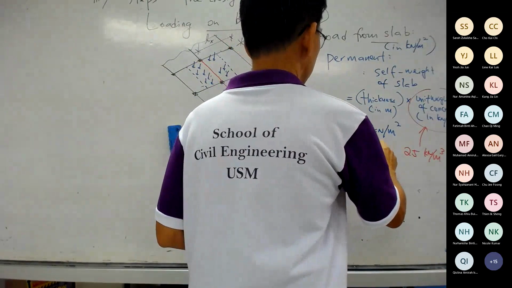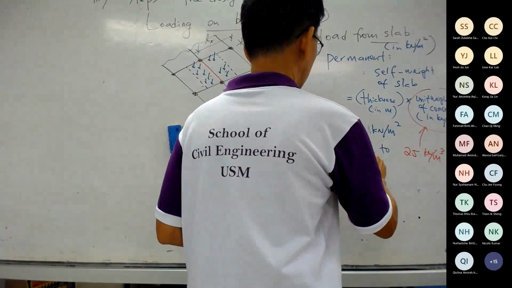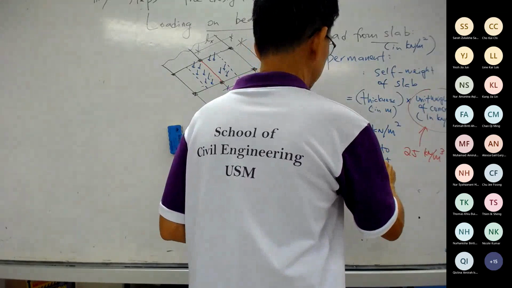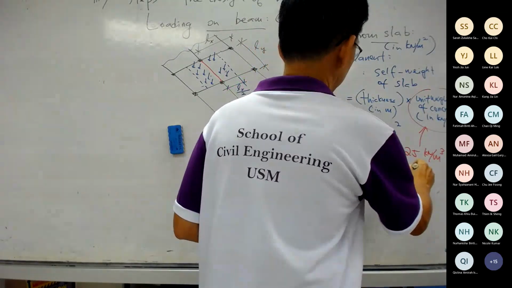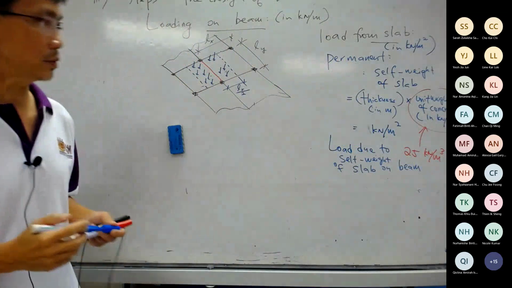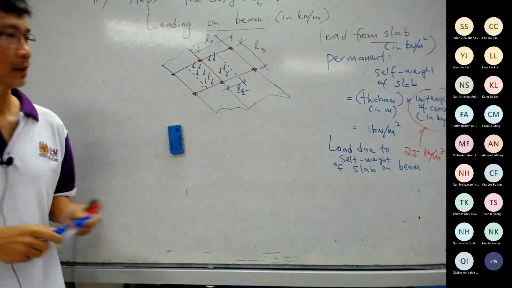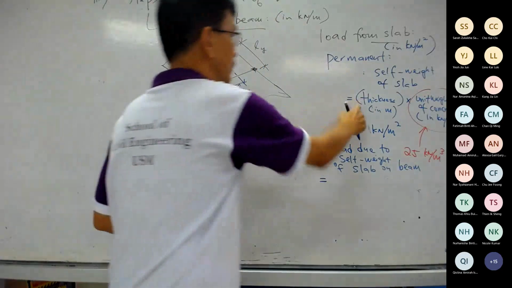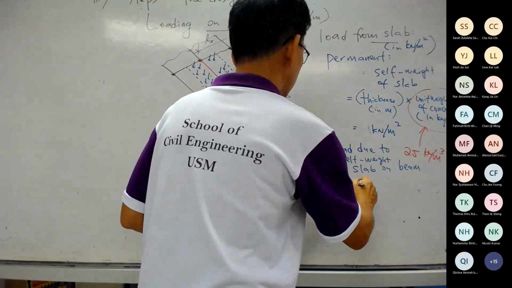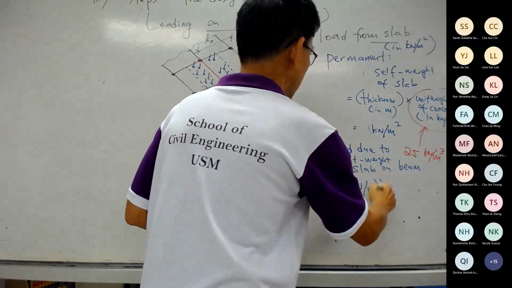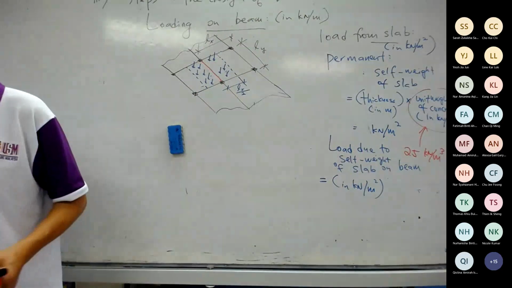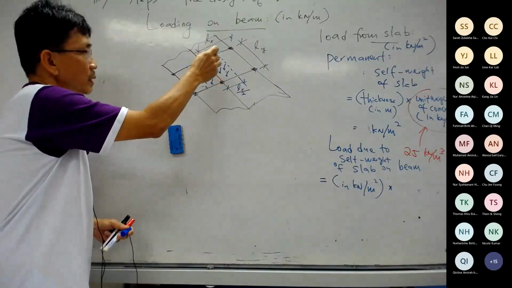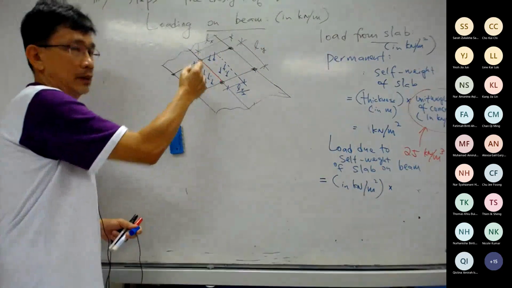Then the load due to self-weight of slab on beam. This one will be equal to whatever we'll get from here, and whatever you get from here, you multiply with, you have one slab here, one slab here. I call this slab number 1, slab number 2.